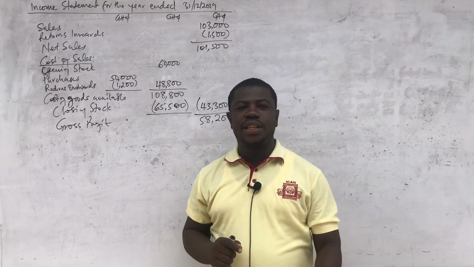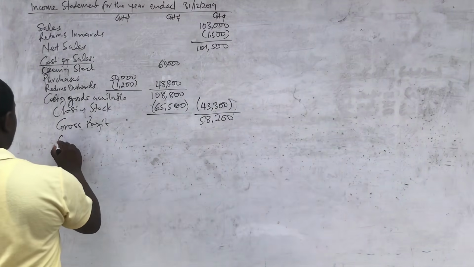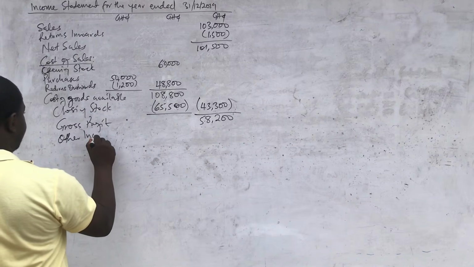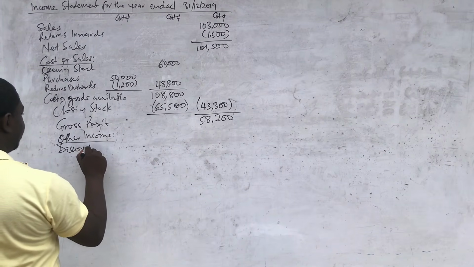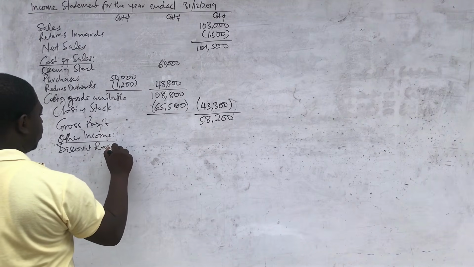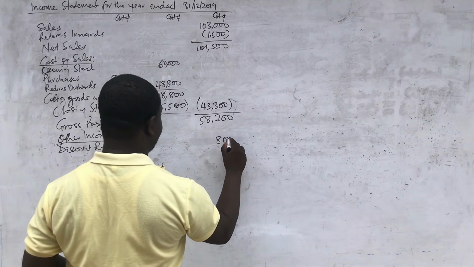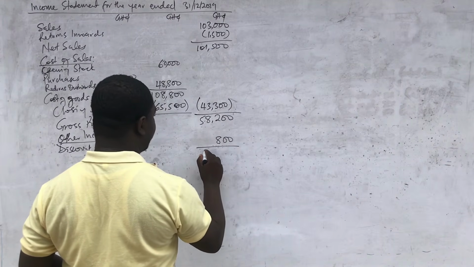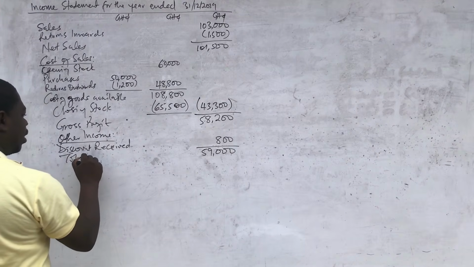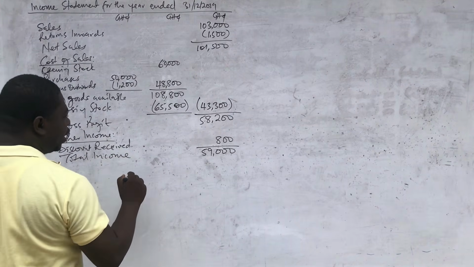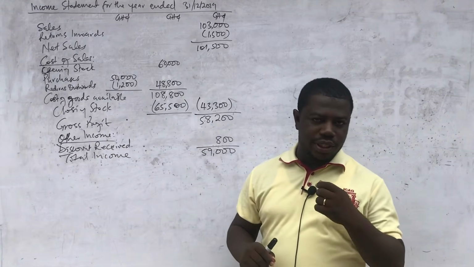Now, in this question, there is only one other income, which is the discount received. And so we'll add that. Other income in the question is discount received. And the figure for discount received is 800. And so when we add that, we are going to have 59,000 Ghana cedis as our total income before we take out expenses. This is our total income, 59,000 Ghana cedis.